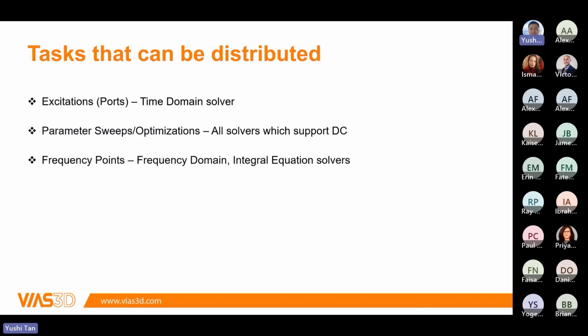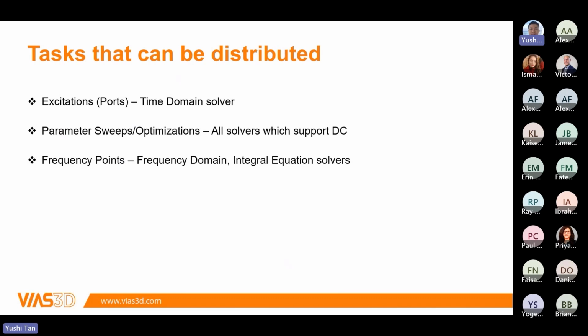So let's talk about what tasks can be distributed. The first one, if you're using the time domain, is excitations or the number of ports. Typically, when it comes to antenna arrays, you would have multiple of these ports or excitations available, so you can distribute these ports.